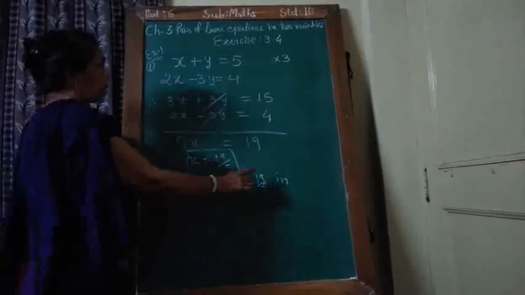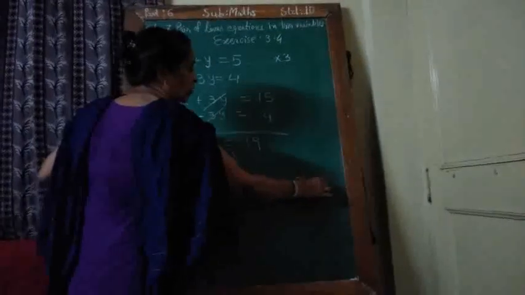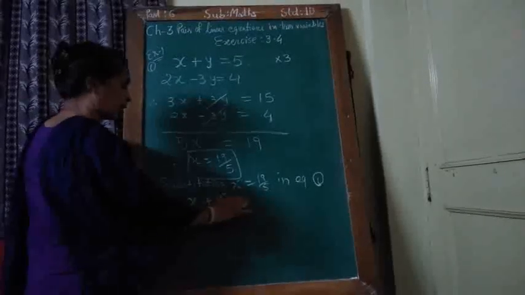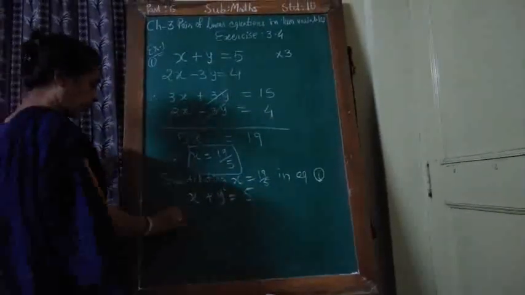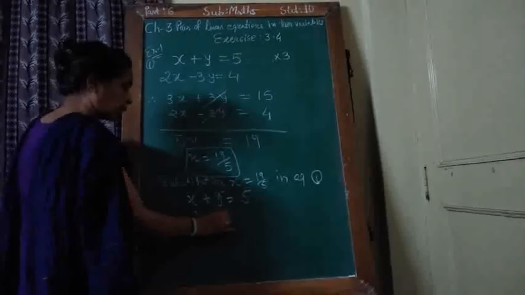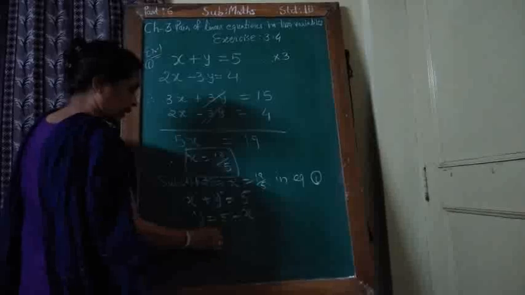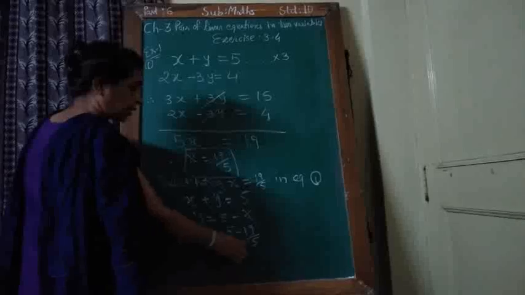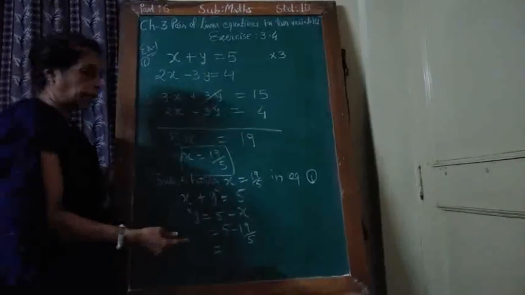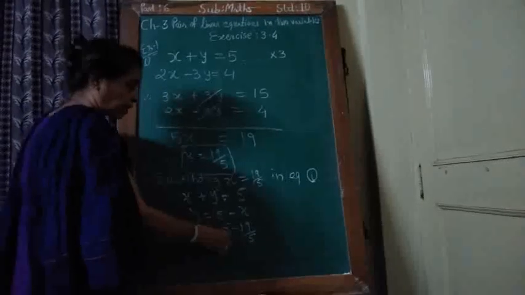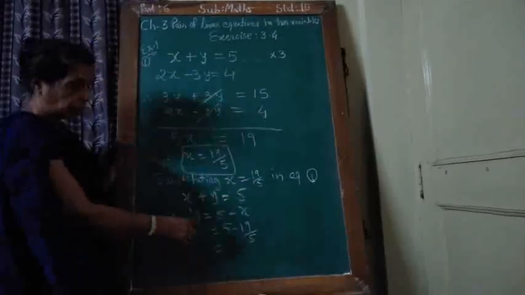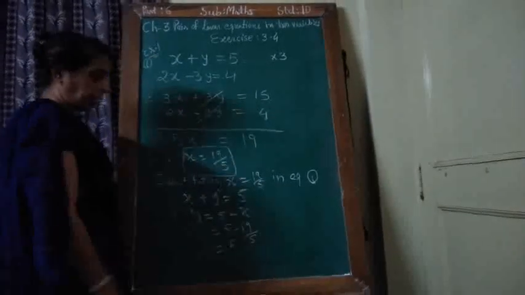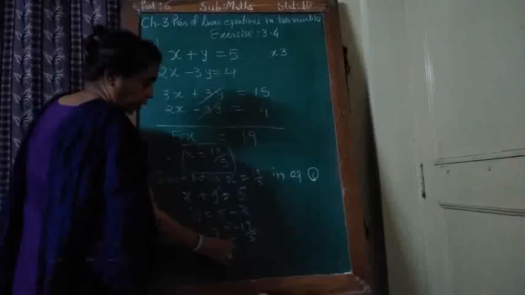So substituting this in equation 1. Equation 1 I write: x plus y is equal to 5. And now you write, therefore y is equal to 5 minus x, and that is equal to 5 minus 19 upon 5. And that is equal to, 5 fives are 25, 25 minus 19 is 6. Okay, 6 upon 5.